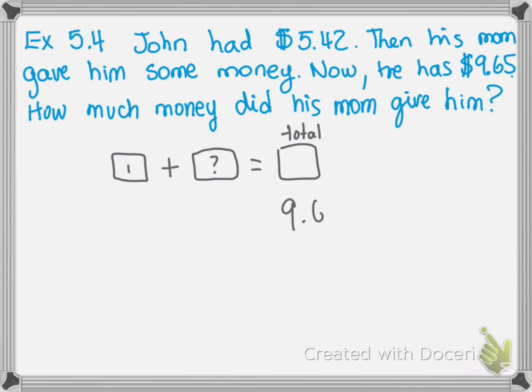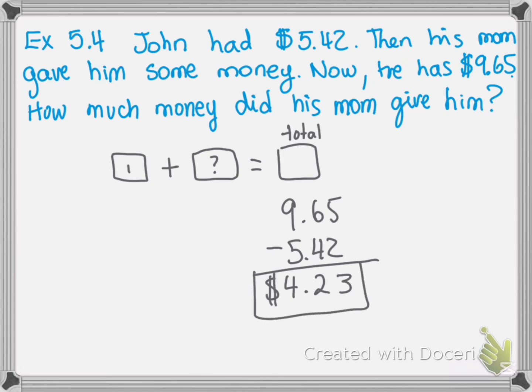Okay, so we have 965 minus 542. And again, we subtract. 5 minus 2 is 3, 6 minus 4 is 2, and 9 minus 5 is 4. So the mom gave him $4.23. And that's it.